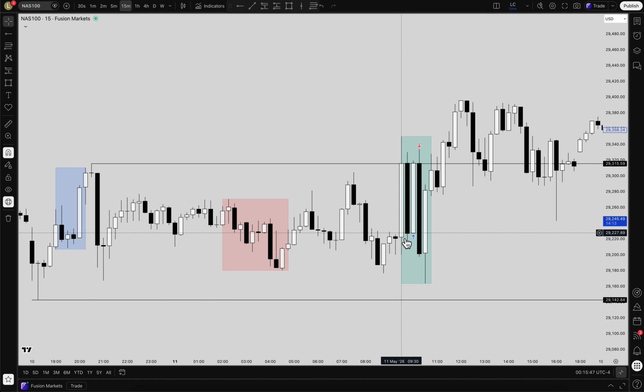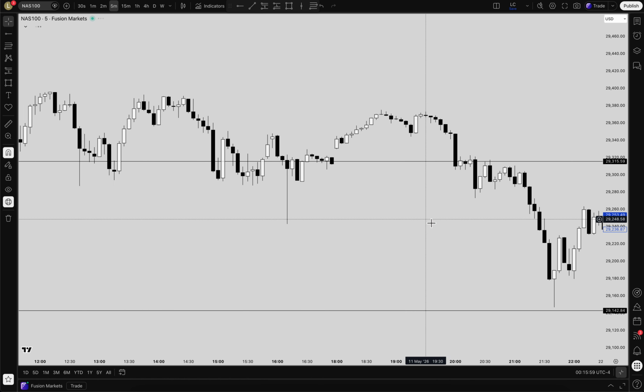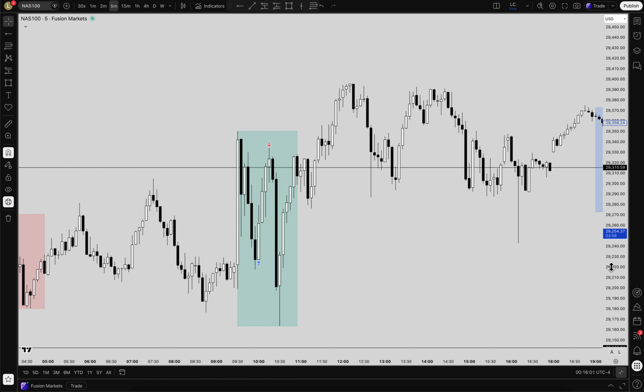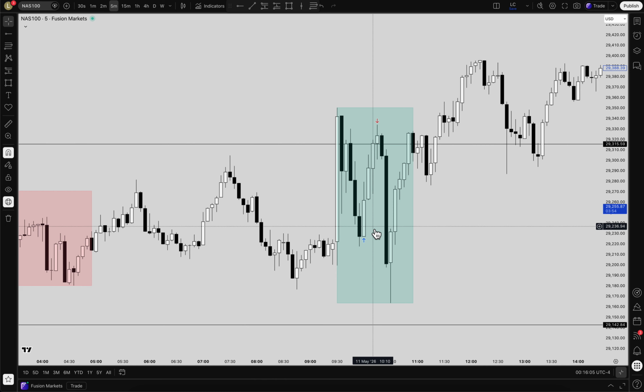At 9:30 open, price actually went all the way up, displacing towards the upside, attempting to break its previous high here at 29,314, but it pulled back pretty much right away. And I was actually looking at a couple of lower time frame charts like the 5-minute and 2-minute. I actually didn't really do anything till 10 o'clock, right?